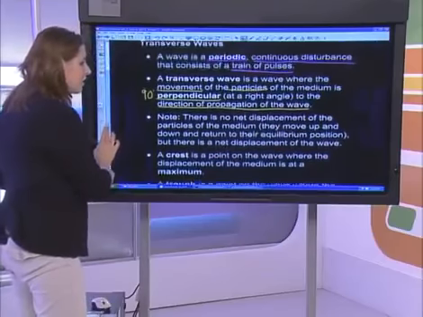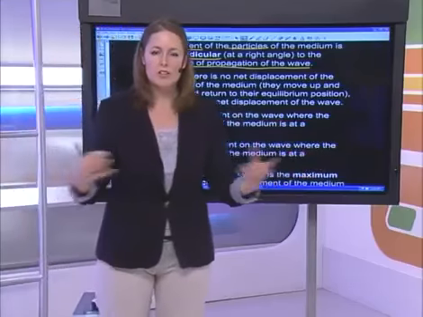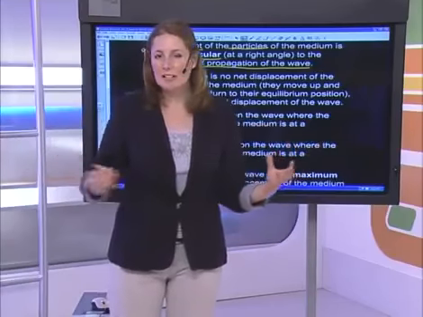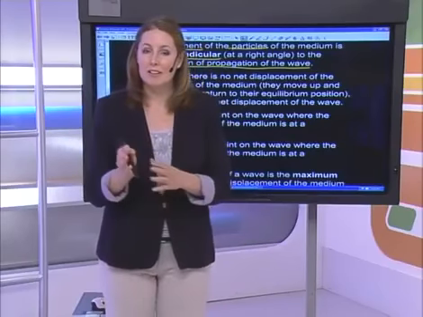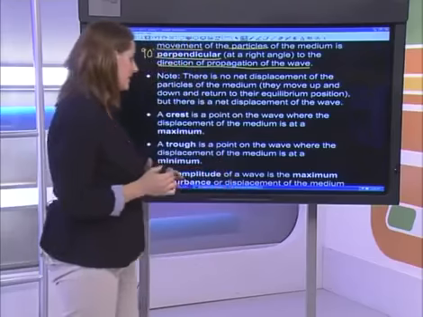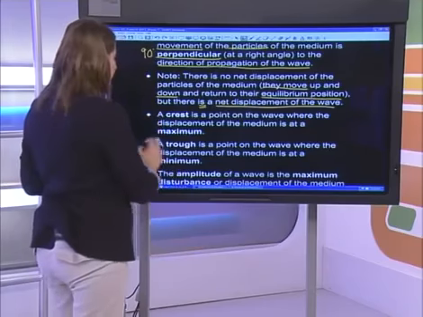Note, there is no net displacement of the particles on the medium. Net means overall. So there's no overall displacement. Those particles aren't suddenly jumping to somewhere else. Okay? They are moving up and down, but the wave moves across. So I've noted there, the particles move up and down and return to their equilibrium position. But there is a net displacement of the wave. The wave moves across, the particles just moving up and down.